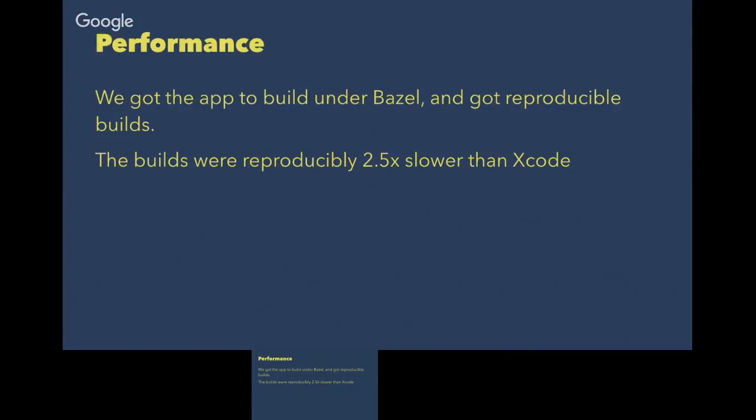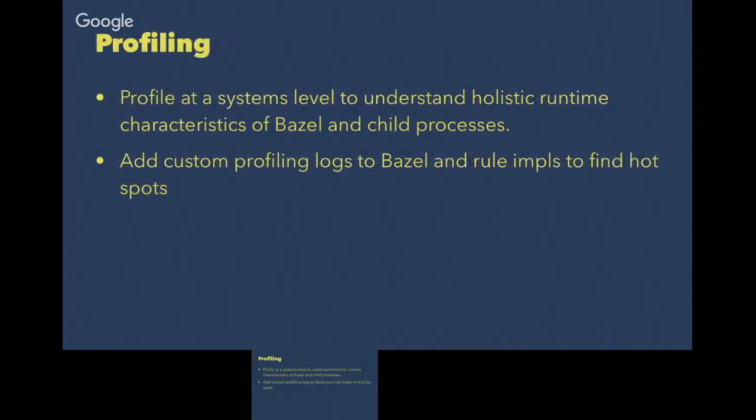OK, so Bazel's supposed to be fast and reproducible. Well, we at least got half of it right. The app was reproducible. Our builds were awesome. It worked. The users loved it, but it was reproducibly 2.5 times slower than what we had. So that was a blocker. We had this great system, this great infrastructure, but we couldn't even give it to our developers because it was unacceptably slow. It was a total blocker.